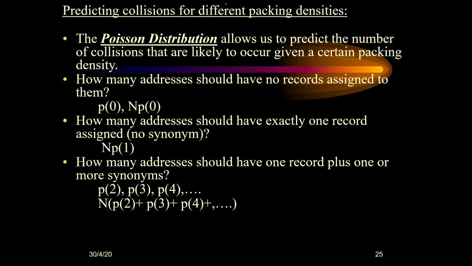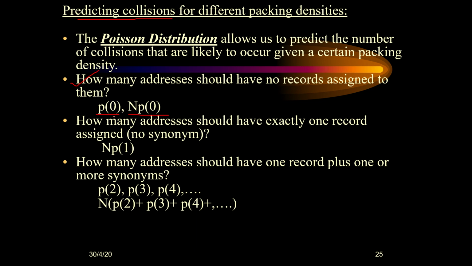The next technique which is put forward is known as Poisson distribution, which is used for predicting collisions. By using the Poisson distribution, we are able to predict the number of collisions which can occur when we consider the packing density. The first question we need to answer is how many addresses should have no records assigned to them. So what is P of 0 and what is NP of 0?